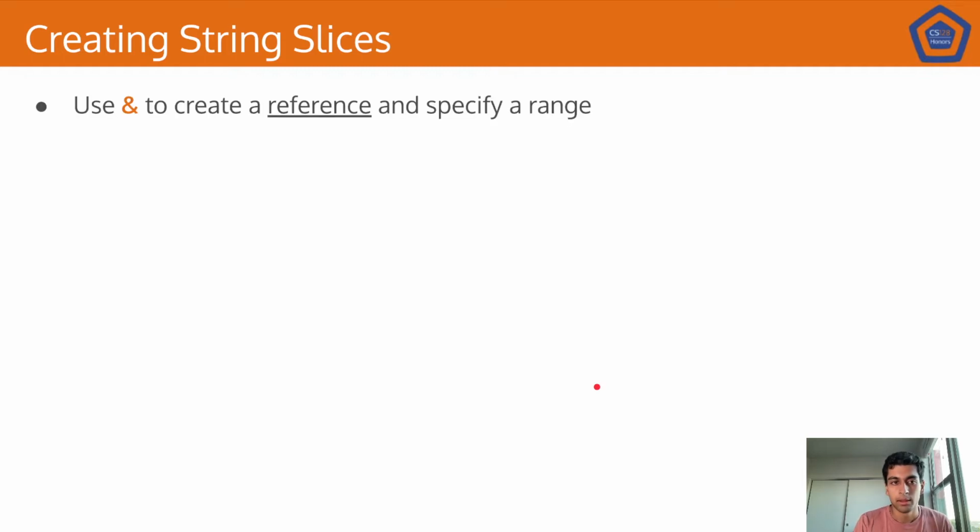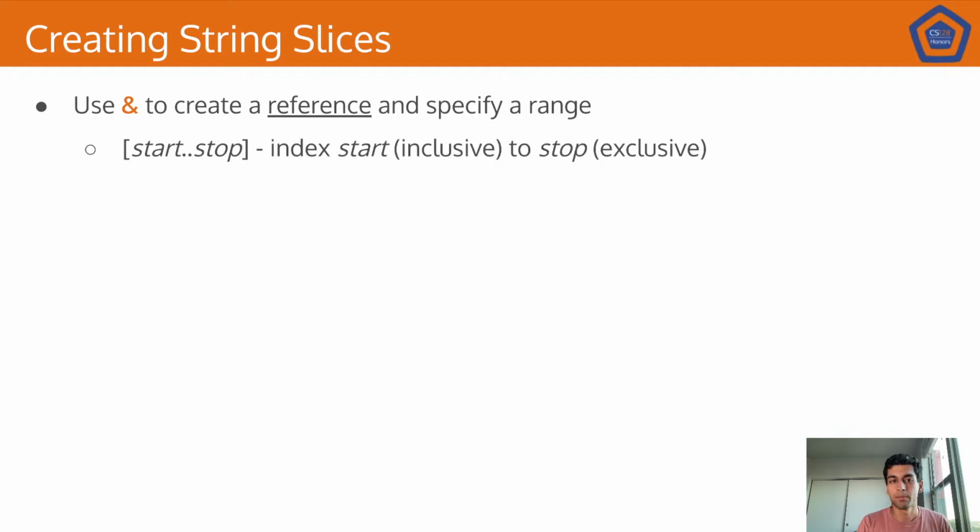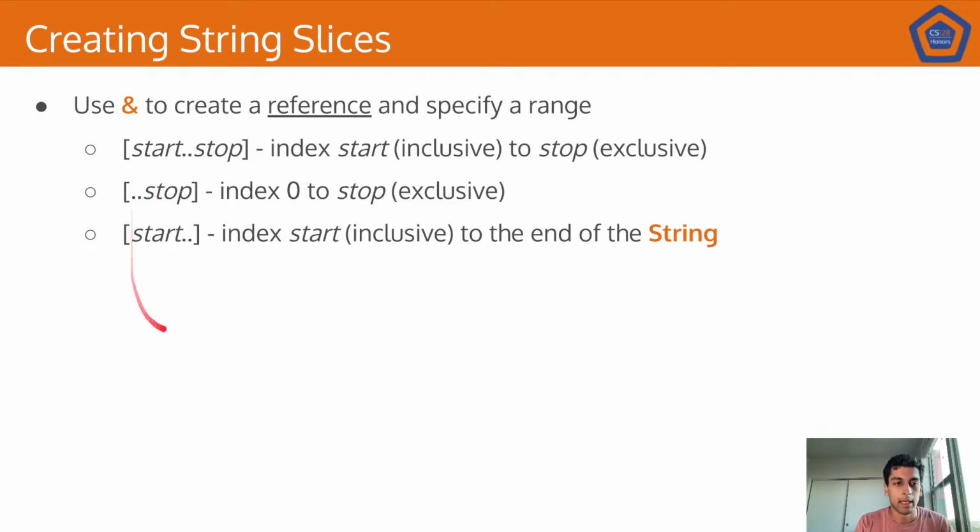Okay. So like I mentioned, you use the ampersand to create a reference, and then you specify a range. The range can follow the pattern start..stop. So start at the inclusive start index and stop at stop, which is exclusive. You can omit the start, and that'll tell Rust to begin at index 0. You can omit the end, and Rust will know to stop at the end. Or you can drop the start and stop indexes altogether, and Rust will know to start at index 0 and go all the way to the end.